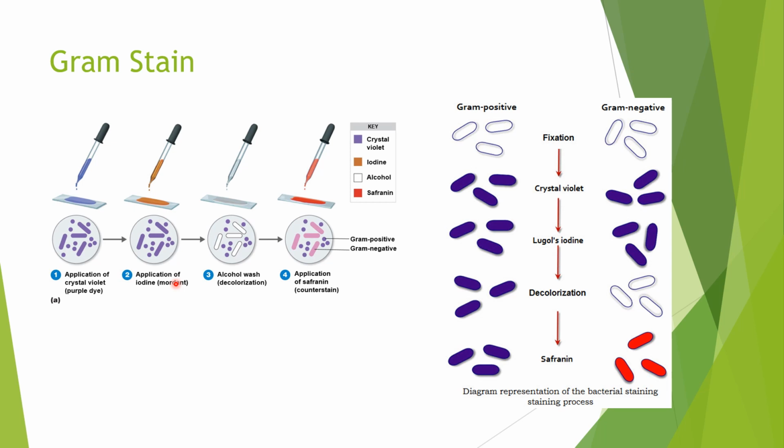What's a mordant? A mordant is a step that helps the primary dye get absorbed better by the bacteria, and it's going to make it tougher for that stain to get rinsed off. So what's the stain that we really want the bacteria to absorb very well and not get rinsed off easily? The crystal violet, right? That's why I added the Lugol after adding the crystal violet. I'm trying to allow my bacteria to take in that crystal violet and not lose it after I rinse.